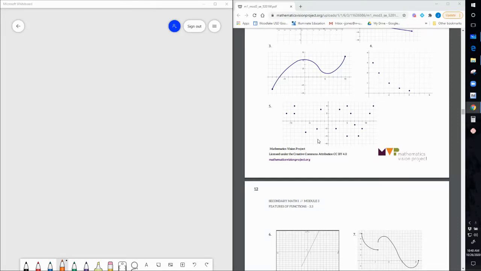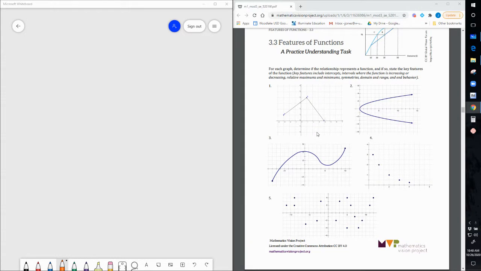So today we're going to talk about task 3.3. You'll notice at the top of the screen it says it's a practice understanding task, which means we've done a whole bunch of these now and we're going to practice our skills. So this video is not going to be very long. If you need more explanation, go back and watch the last couple videos where it talks about all these things.